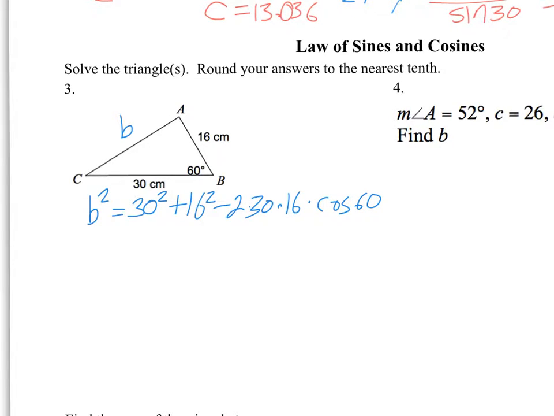I can input that all, so we get 30 squared plus 16 squared minus 2 times 30 times 16 times cosine of 60. I get b squared is equal to 676. If I take the square root of both sides, that comes out to 26.